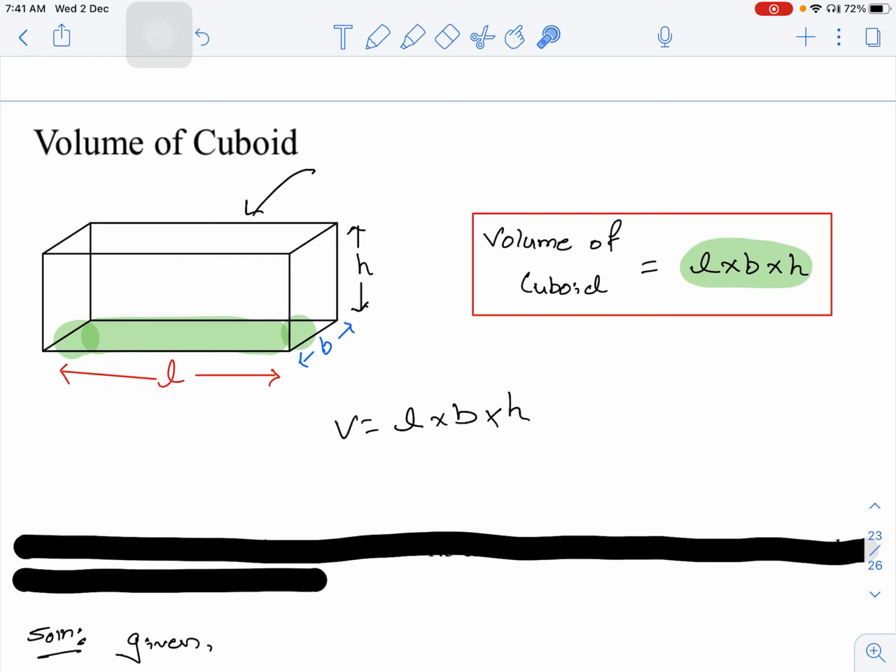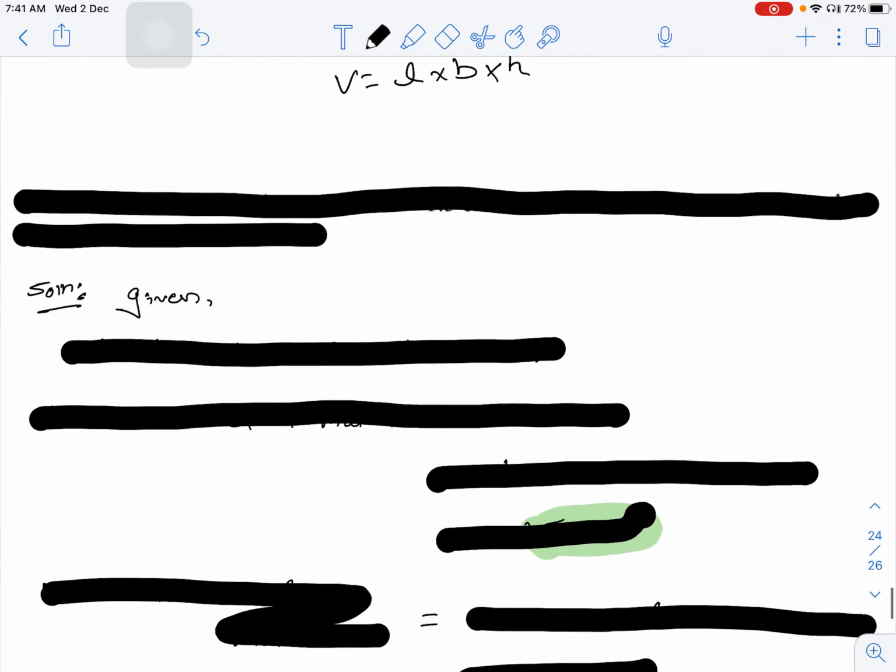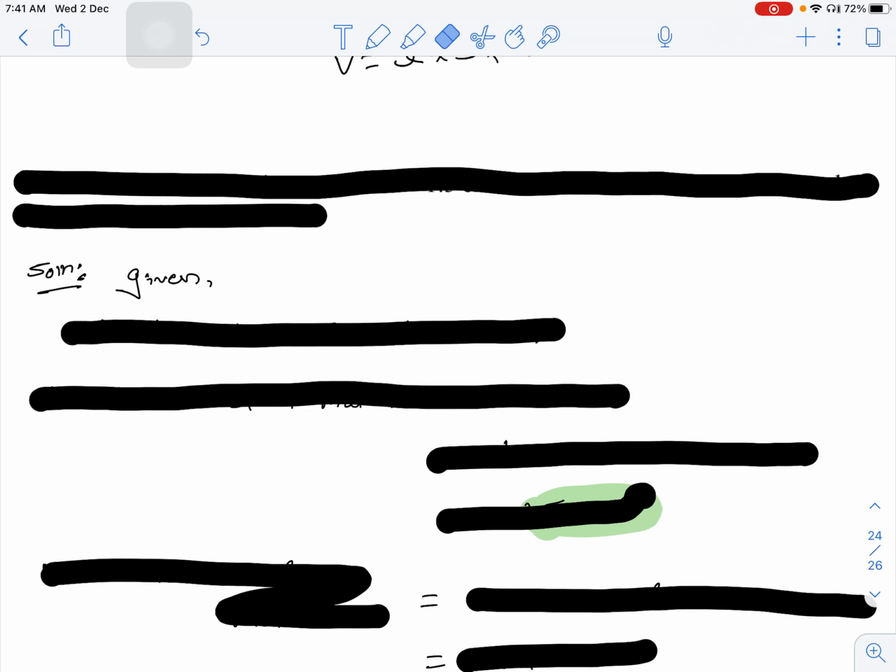Now remember that while finding volume, three dimensions are multiplying each other. So the unit for any volume is cubic unit, or unit cube you can say. Now let us consider one example based on this topic.